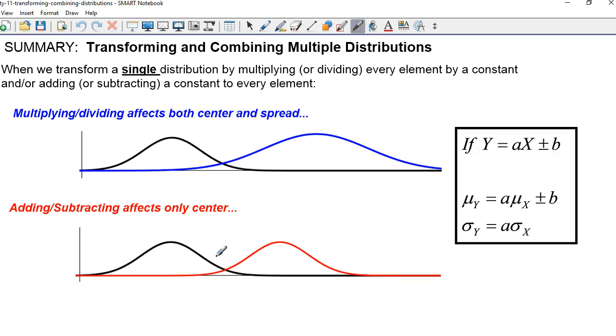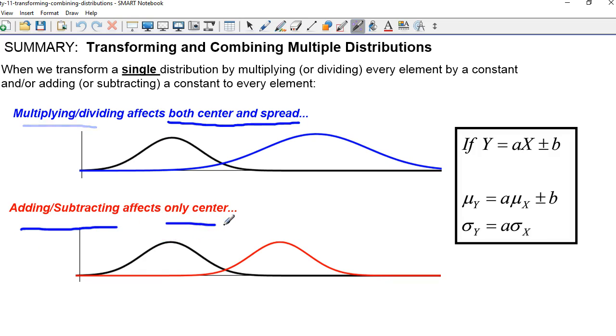Okay, so just to summarize what we talked about, there are two kind of related but separate ideas. When we transform a single distribution by multiplying or dividing or adding or subtracting a constant to every element, the multiplying and dividing part affects both center and spread, but the adding and subtracting part affects only the center.